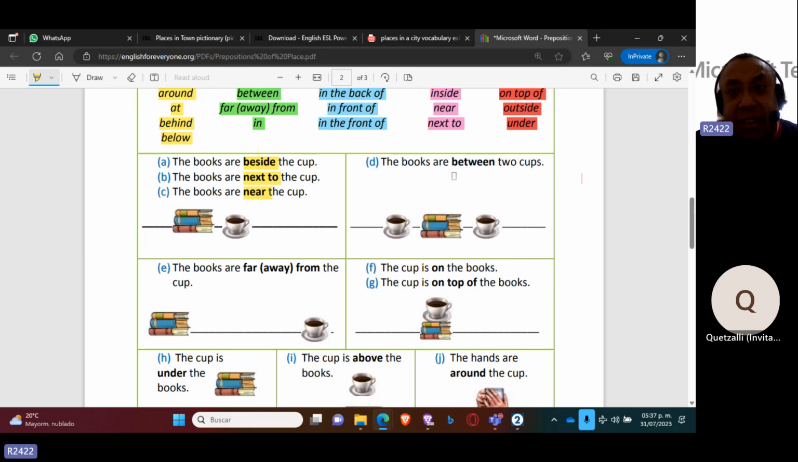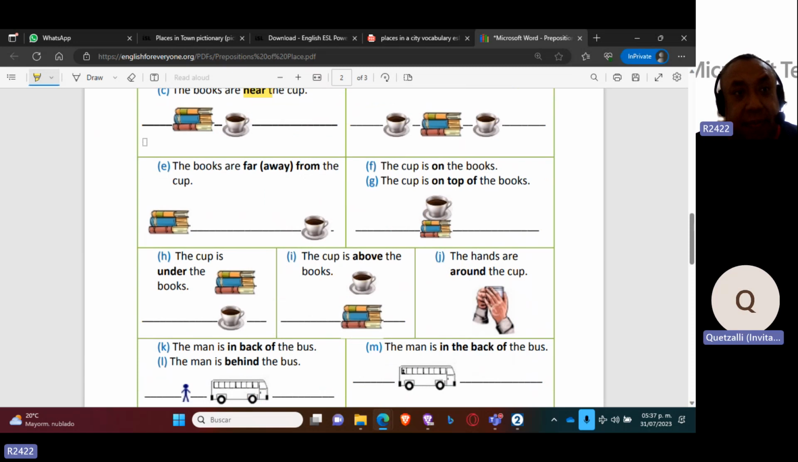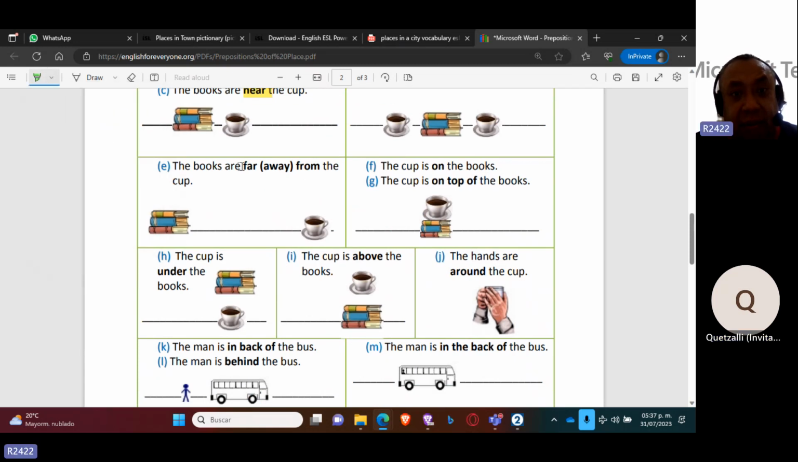I read letter D. It says the books are between two cups. Okay. Letter E. The books are far away from the cup. Very good. Far away from. Good. The F I read says, the cup is on top of the books.